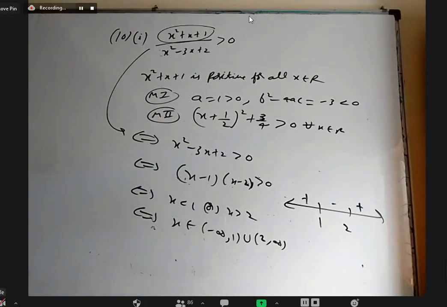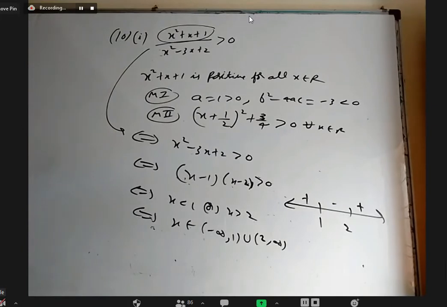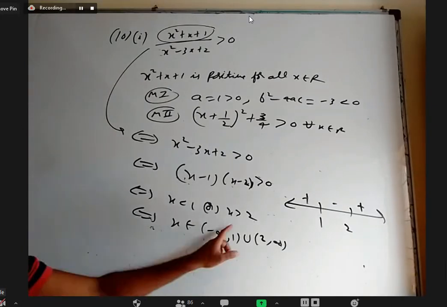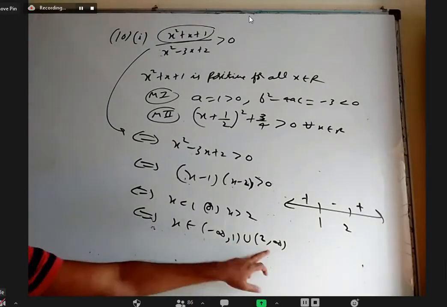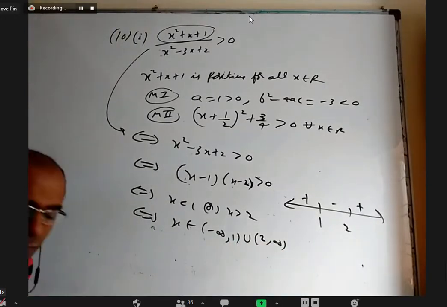Sir, substituting 1, I am getting denominator 0, sir. Why are you substituting 1? Where is 1? Sir, minus infinity to 1. What kind of bracket it is? Open, sir. In open, 1 will not be there. So substituting 1 is wrong. You want to substitute, you can substitute 0, minus 1, minus 2, 3, 4, 5, 2.2.